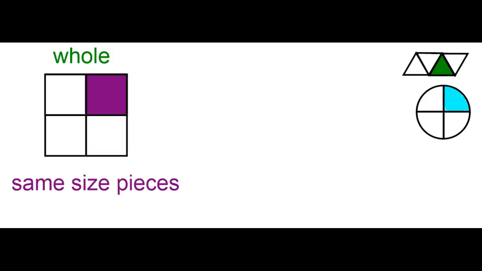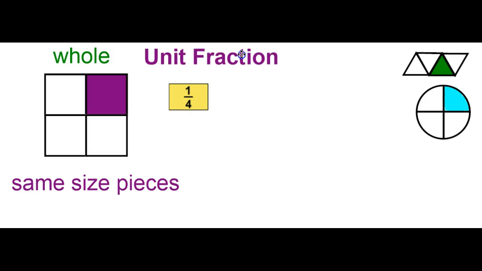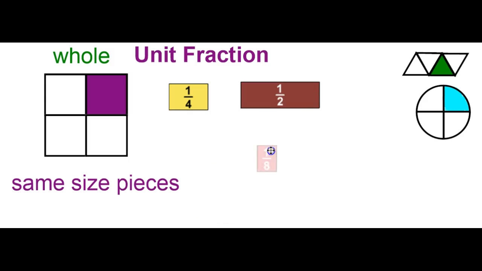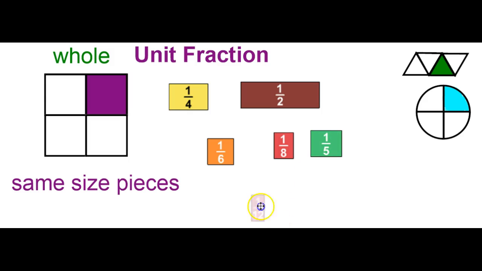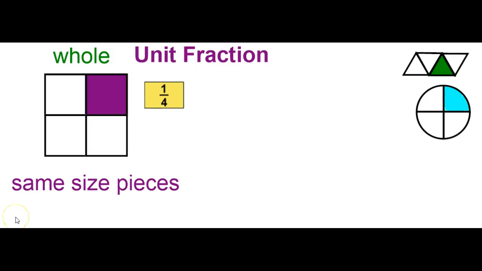Once we understand that we can take our whole and break it into same size pieces and then talk about the pieces, we can start naming them. And we start with the unit fraction. A unit fraction is a fraction that has a 1 in the numerator. The unit fraction is a fundamental concept of fractions, as all fractions are built by stacking or combining in some way different unit fractions.